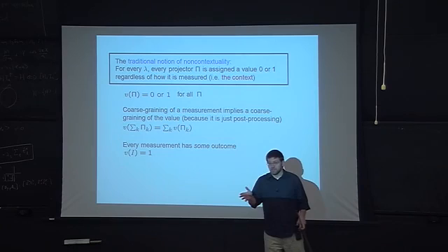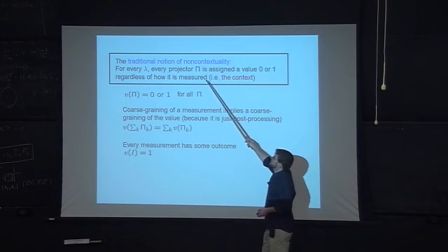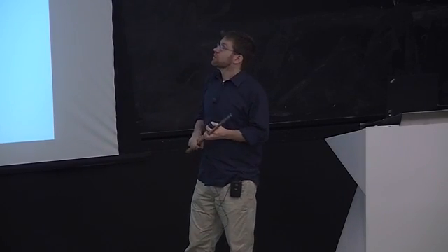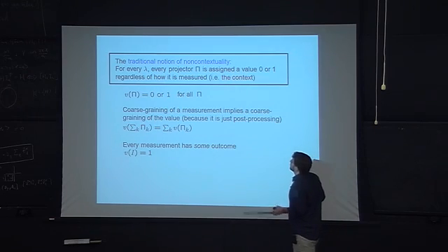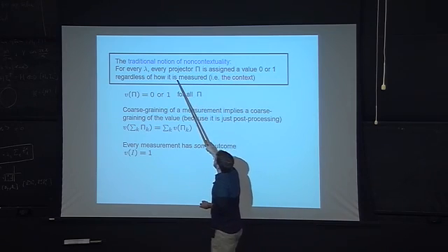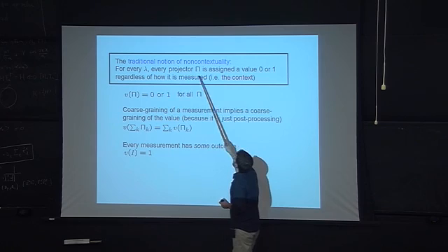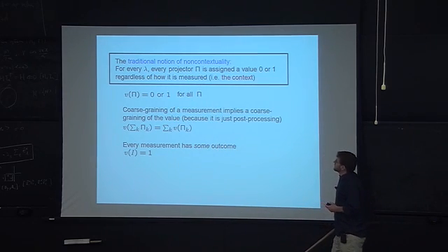So instead of talking about measurements that correspond to bases in the Hilbert space, and therefore outcomes that correspond to rays, let's imagine measurements where the outcomes correspond to projectors. So again, we haven't moved out of the realm of projective measurements. We've just now allowed that some of these projectors might not have rank 1. They might not be projectors onto rays. So if we're talking about such measurements, then we can define non-contextuality as follows. For every ontic state lambda, every projector pi is assigned a value 0 or 1, regardless of how it's measured.